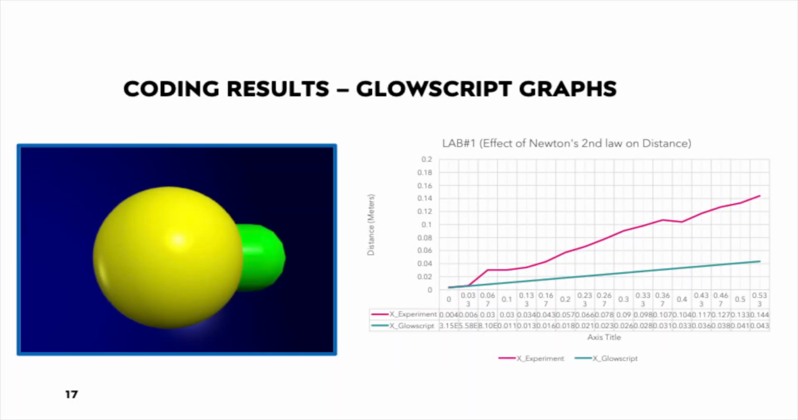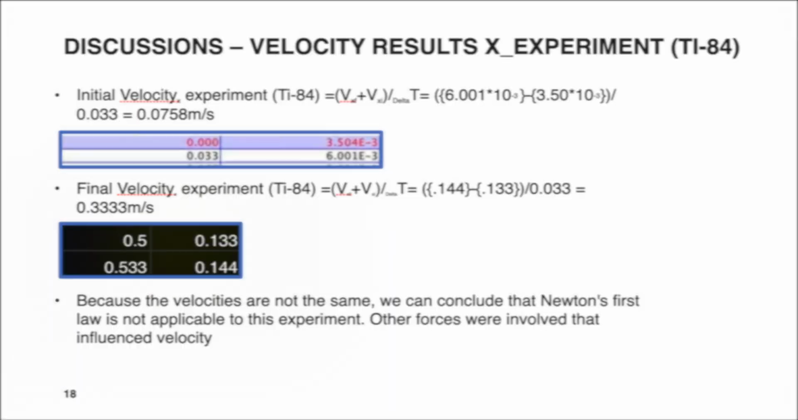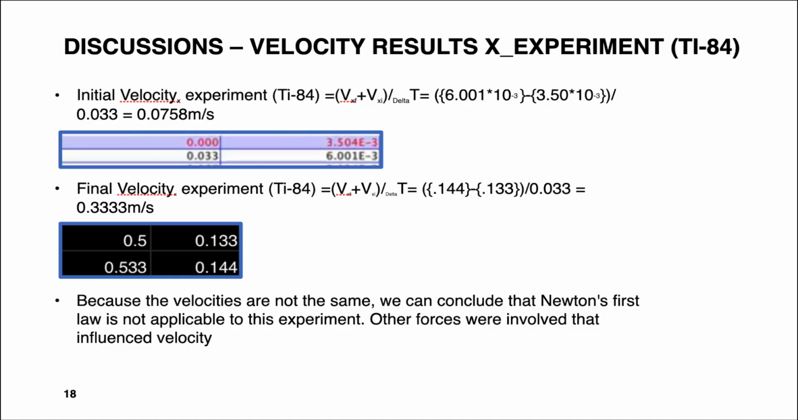Here are the visual results of our inputs in the GlowScript. On the left, you can see that the ball has moved left of where origin is because we moved our wheel from right to left. And on the right, that is our data entered into GlowScript and our data for the experiment. There is a severe deviation between the two because the experimental data is subject to real-world forces. An important part of this experiment is the velocity results. As you can see, our initial and final velocities are different, meaning that an external force acted on our system, meaning that velocity was not conserved.